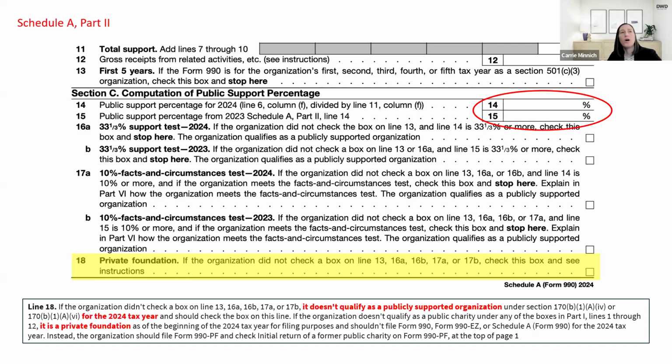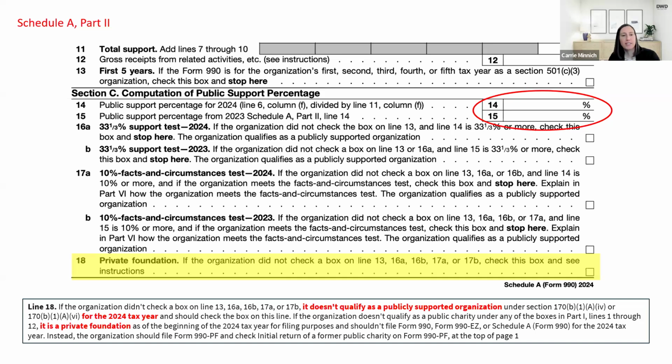So for example, where are you getting your revenue from? Where are you getting your contributions from? What are your fundraising plans in the future? They want to know that, and you have to explain that to them. If for some reason you cannot explain that, and you are less than 33 1/3% on 14 and 15, then you would have to check the box number 18 that you are a private foundation.